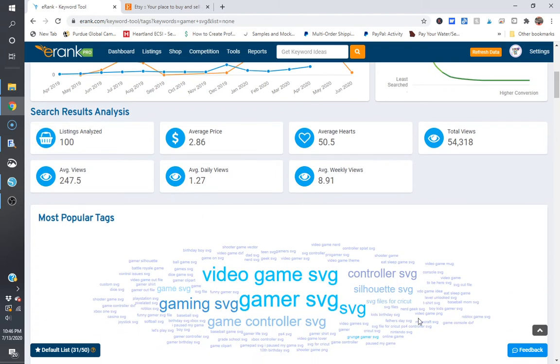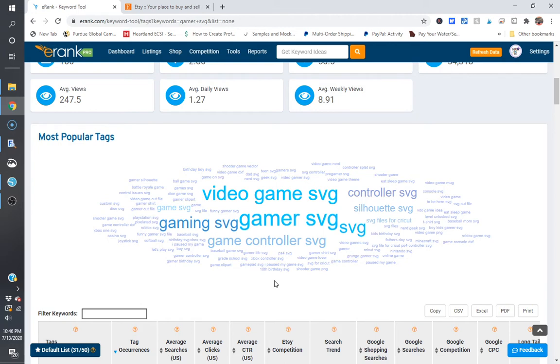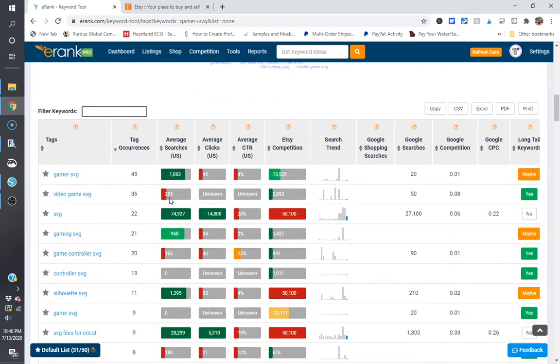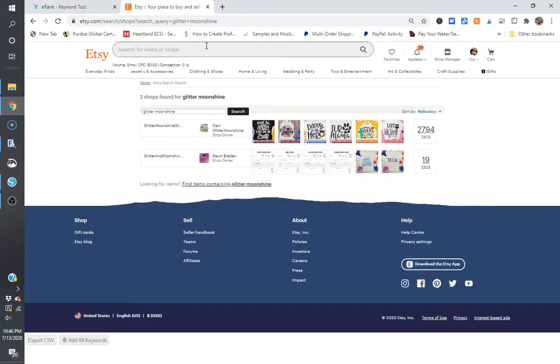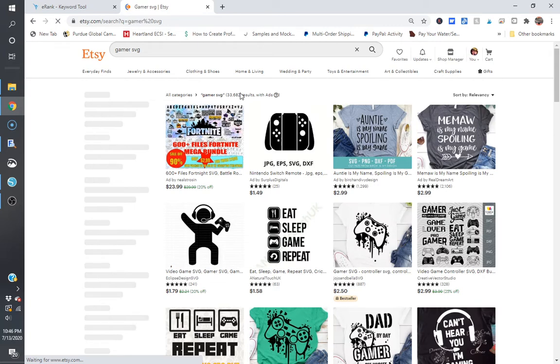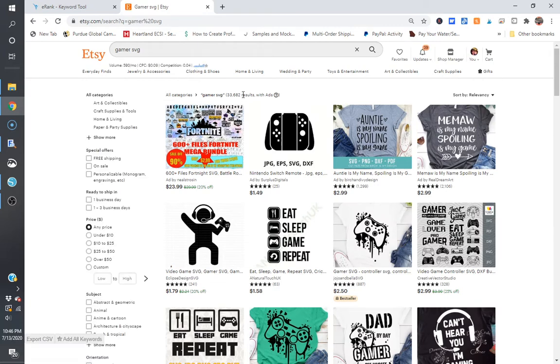It also gives you this nice cloud of other tags that are utilized with this, okay? And this is kind of the meat of it here. When you come down here, you can see the gamer SVG. Here's the average searches in the United States, the average clicks, and what the Etsy competition is. So if you remember from the Marmalade video, this is very similar to the amount of competition that was listed over there, about 15,000. Though we do know if you punch this into Etsy, you will see a lot more than just 15,000. You will see 33,000. Okay, so it's a big difference. It's double-ish.